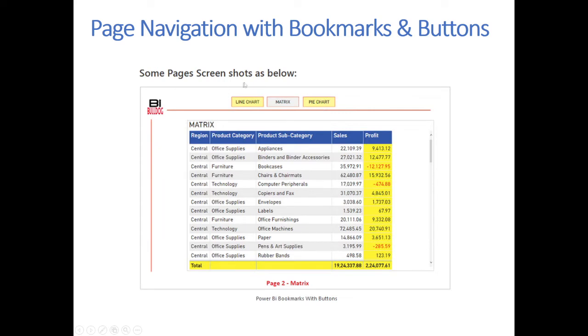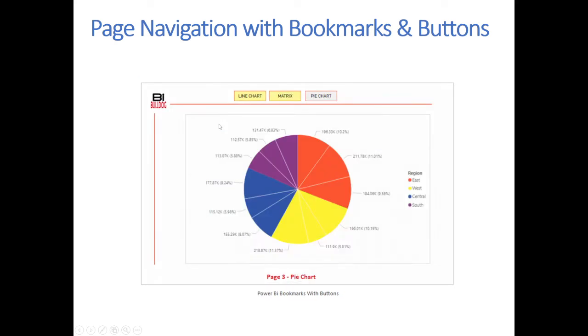So some page screenshots below. That means we are currently on the matrix because you notice it has a different color. Then that means we are now on the pie chart.